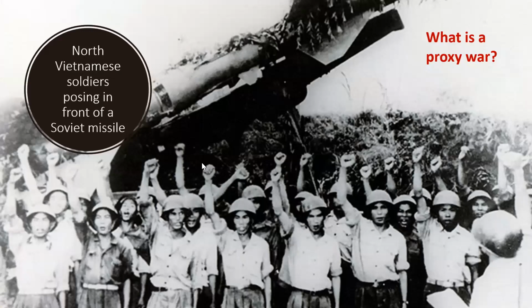And they are going to provide that type of support, like I said, to North Vietnam throughout the 1950s and 1960s. Again, in the form of aid and in the form of military support, like this missile you can see here.